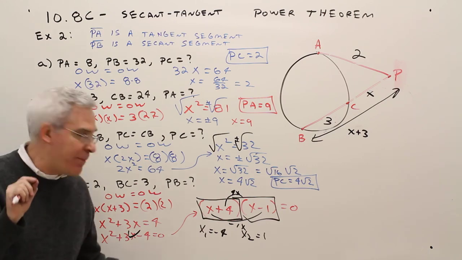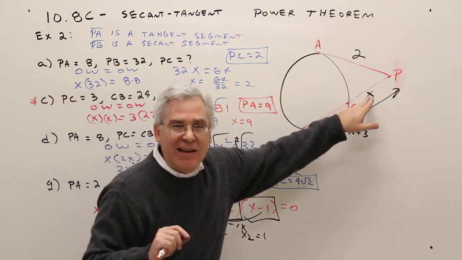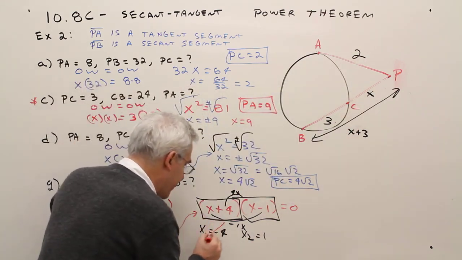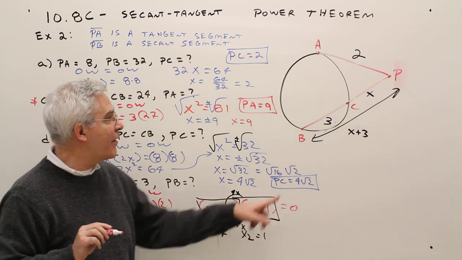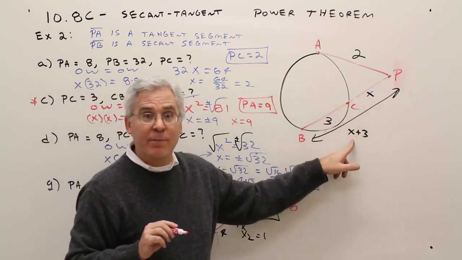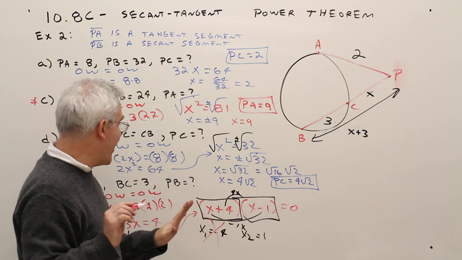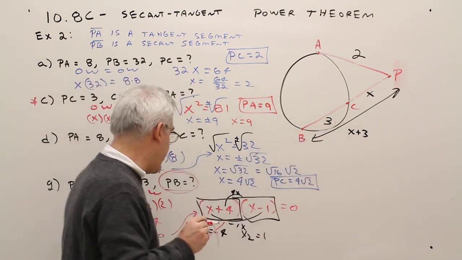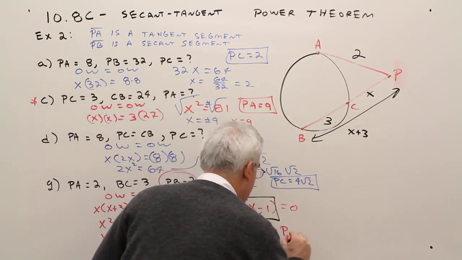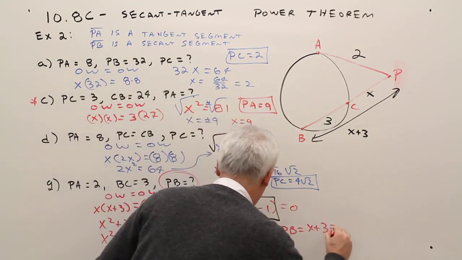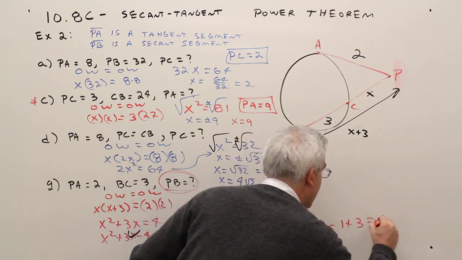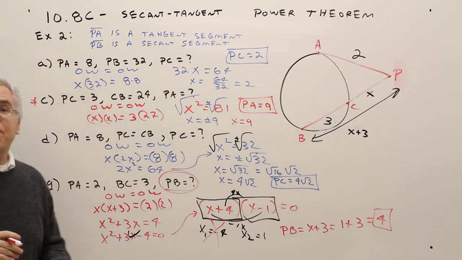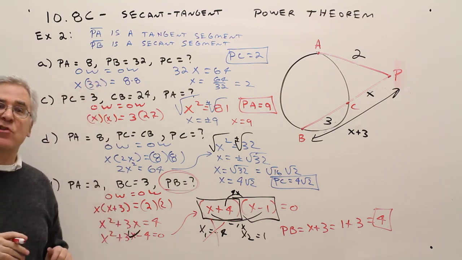It's not that x can't be negative, it's that a side length can't be negative. So since I have just x there, there's no way x can be -4. Let's make sure that 1 makes sense. 1 makes sense there. 1 makes sense there. So let's answer the question. Find PB. So PB is x plus 3. So PB equals x plus 3 equals 1 plus 3 equals 4. Whew. So there you have it. A few examples on the secant tangent power theorem.